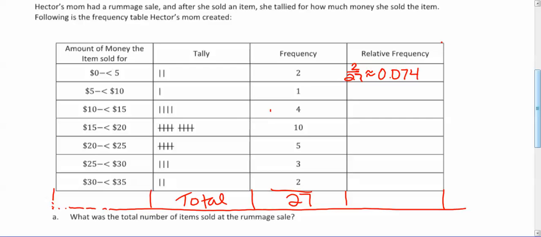So I also recommended to you that you add a percent column. So let's just do that now.